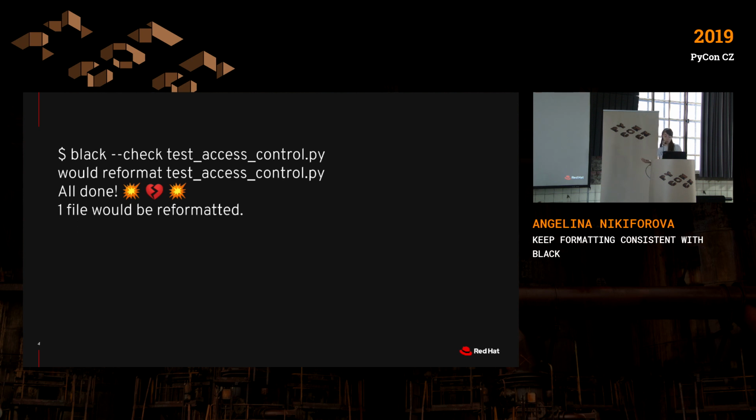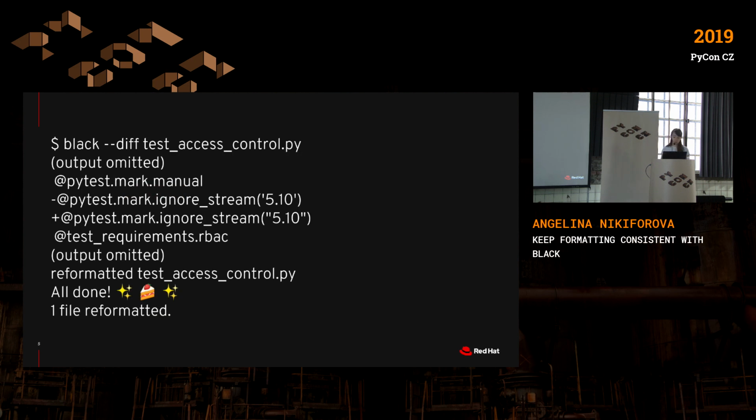However, that doesn't say much, right? I want to know exactly what is going to happen to my code. There is an option for that too. You might be familiar with it if you use Git. It's --diff. So you do black --diff test access control, and it will output the diff for each file on standard output, but will not apply any changes.